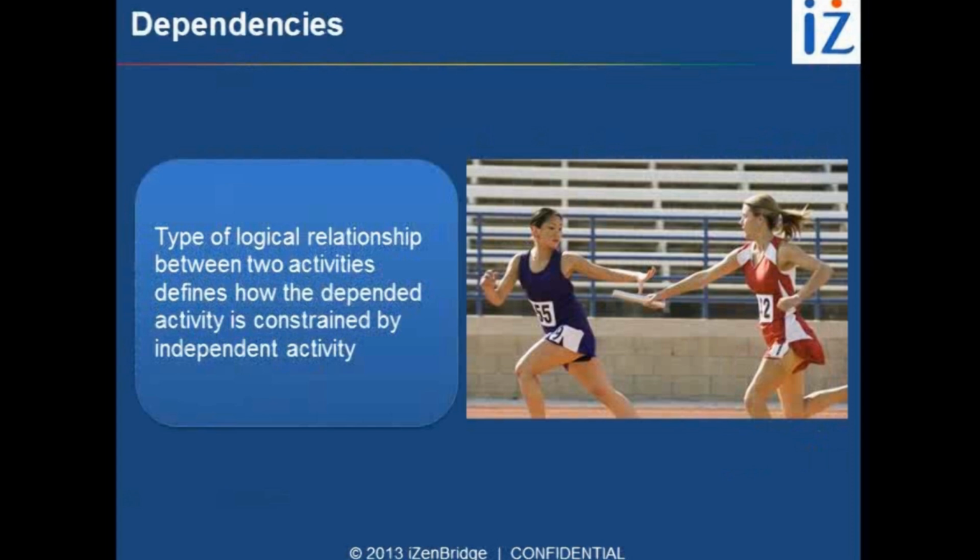Now when we talk about dependencies, it is a logical relationship between two activities. For example, if one activity is constrained by the previous activity, like in a relay race, the next runner cannot start till the previous runner passes the baton to him or her. So the second runner is constrained by the first runner handing over the baton so she can take it forward.